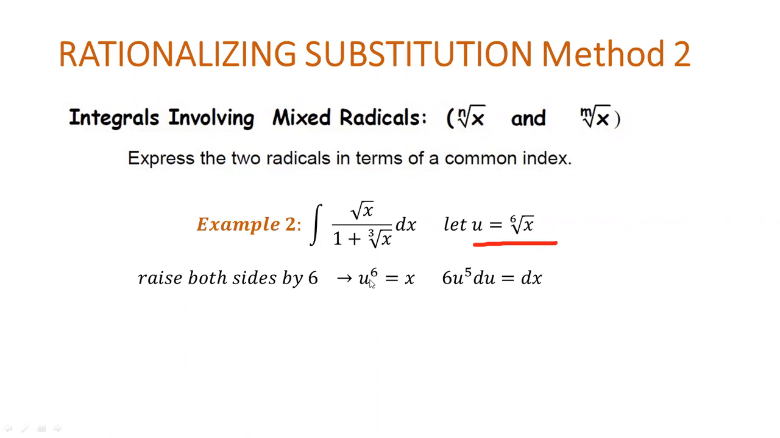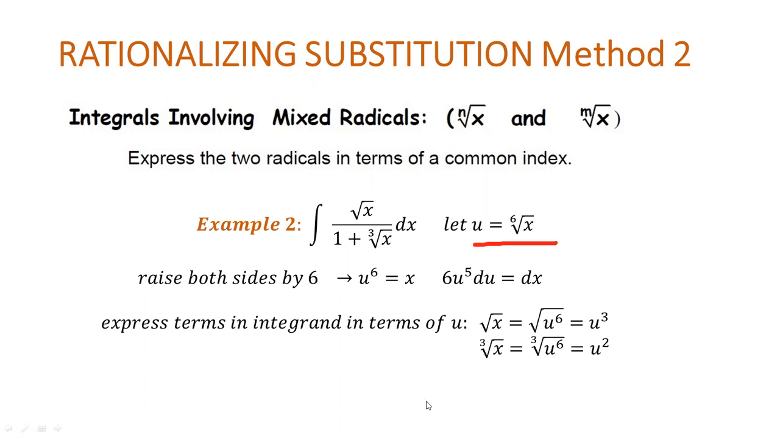Your u will become u raised to 6 and your x raised to 1/6 will be x. Then you're ready to differentiate. So differentiate both sides. That will yield 6u raised to 5 du and x is dx. Okay? Just like what we did in the previous example, you change this x and this x by this u, and then the dx will be replaced by 6u to the 5th du.